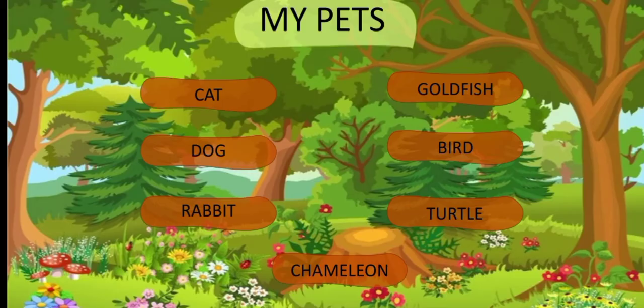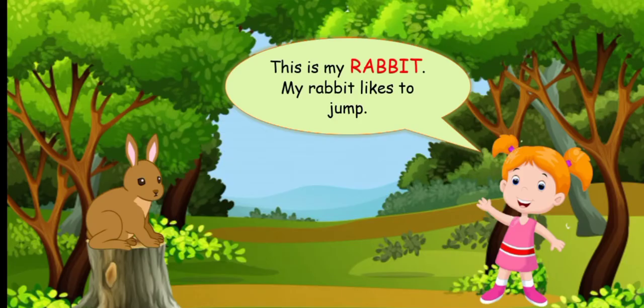Here, they can choose any kind of pet they want, like a rabbit. So this is my rabbit. They can also eat. They can also read it. My rabbit likes to jump.